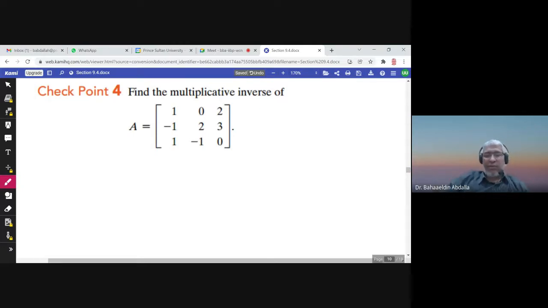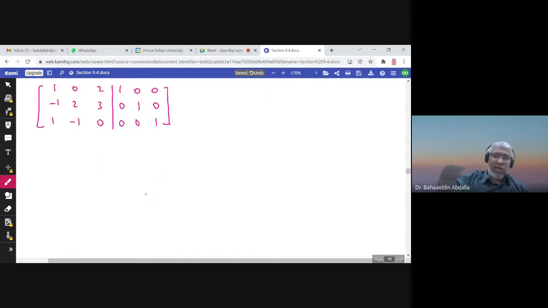Well, you can do this similarly. So please start by writing 1, minus 1, 1, 0, 2, negative 1, 2, 3, 0, and write here the identity matrix. And use row operations to change this matrix A to the identity, and then you will get A inverse on the right side.